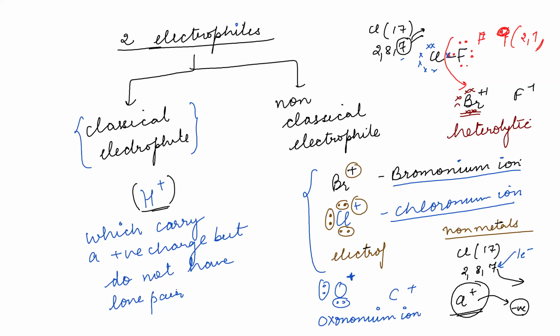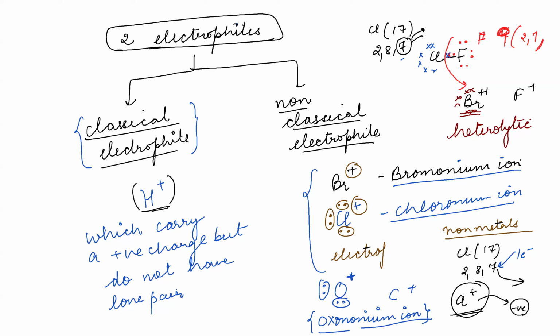Are we understanding? So the idea here is that when we are dealing with the two electrophiles, what does that mean? That we have a classical electrophile and we have a non-classical electrophile. Generally, most of the electrophiles are non-classical, because they will generally have a pair of electrons on them, and we will have a classical electrophile which is only H plus.